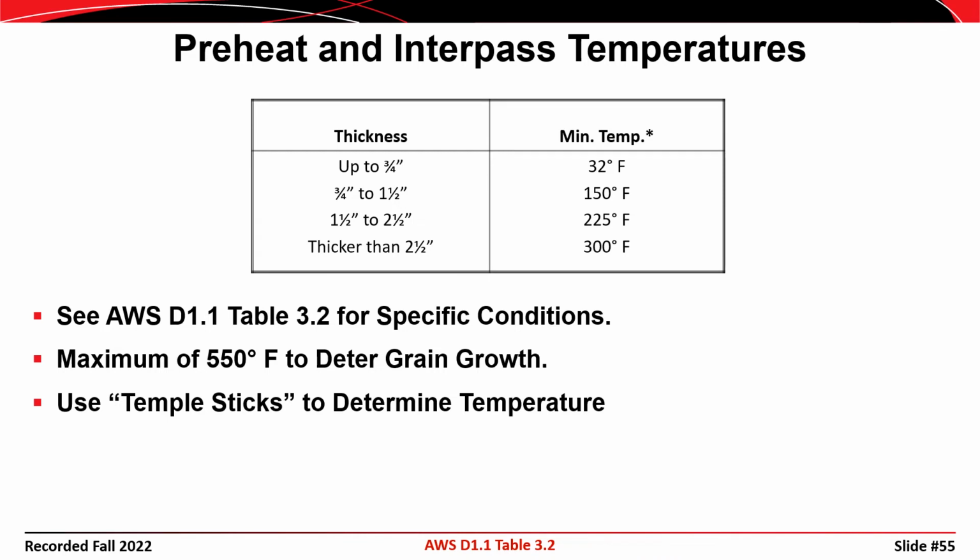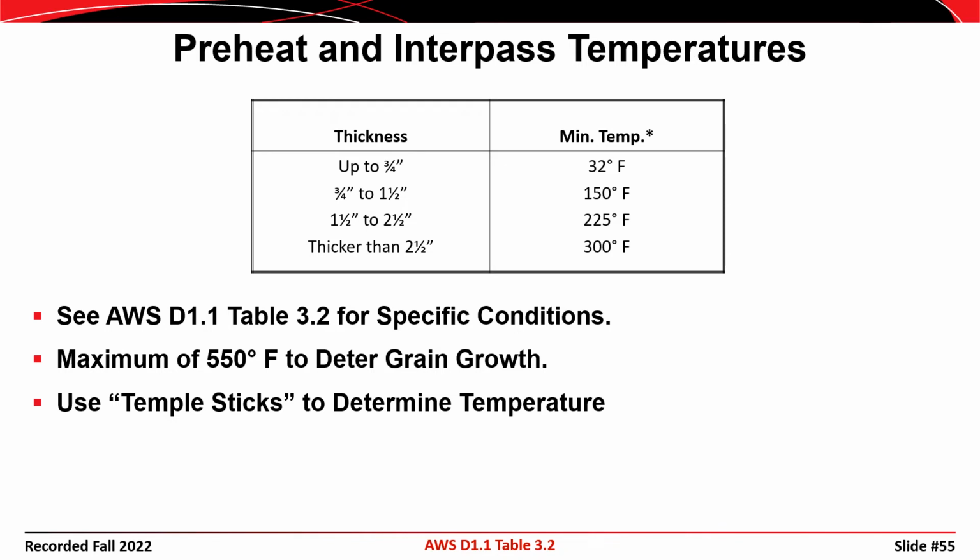So this slide and the next couple address the idea of preheat and interpass temperatures. Basically, you're using a process where you strike an arc to melt the weld metal and part of the base metal. If you're welding relatively thin parts, that works really well. But if you're welding thicker parts, then the base metal can act as a heat sink, and it can cause the molten weld metal to cool too quickly, solidify too quickly, and you can get cracking of that weld.